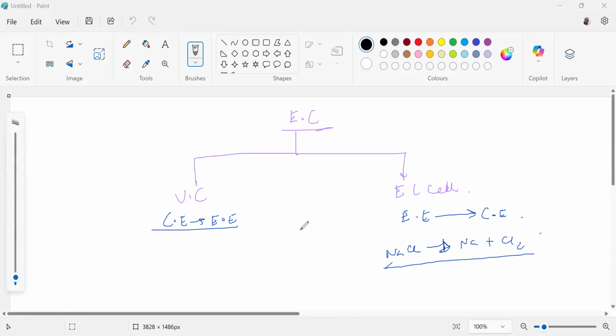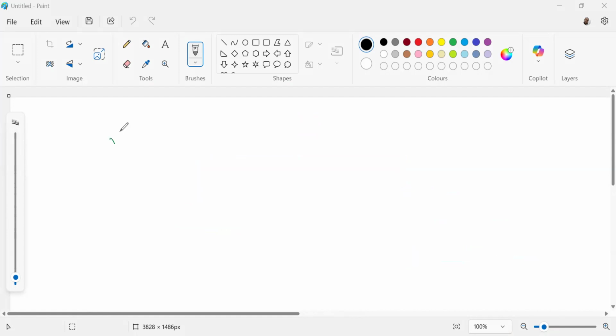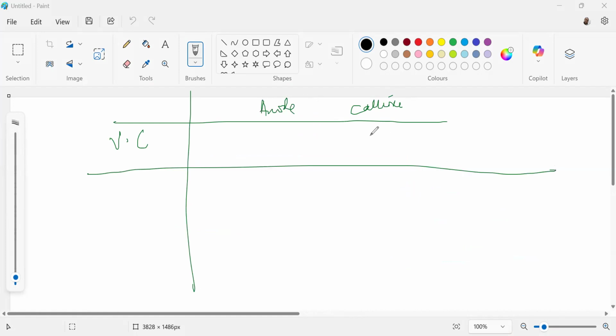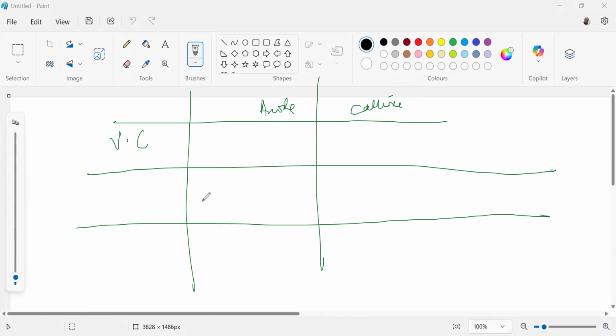Now this point you should master. Please try to note this down. Whether it is the Voltaic cell or the electrolytic cell, in both the cells the cathode will always undergo reduction, and the anode will always undergo oxidation. Did you get my point?